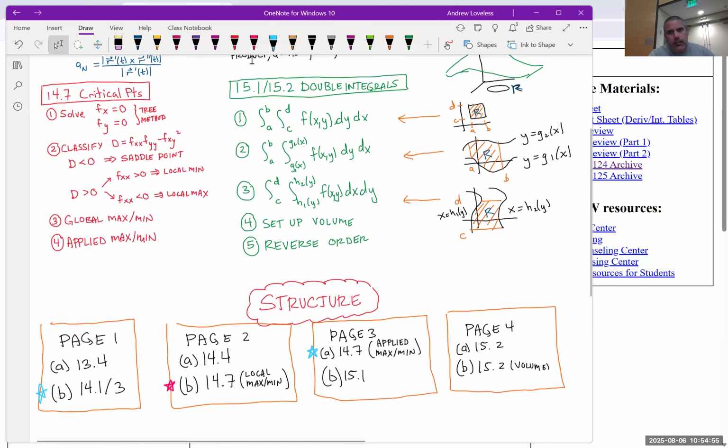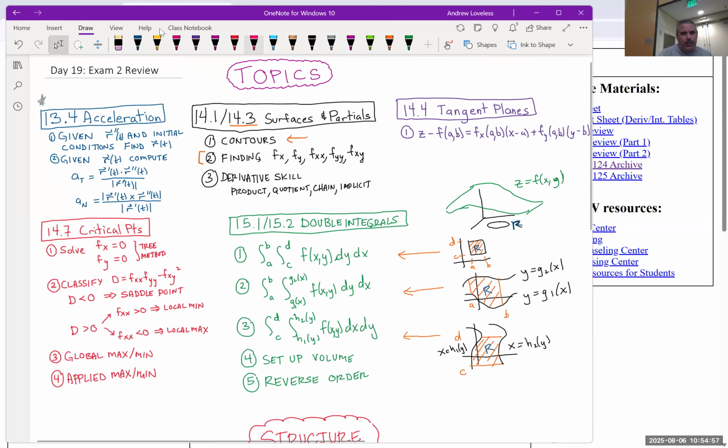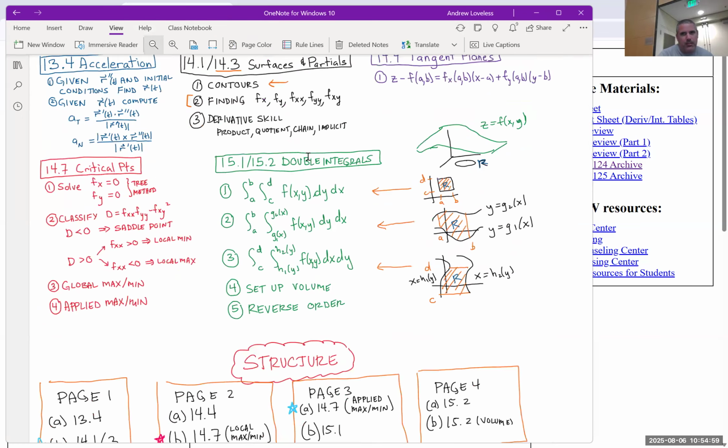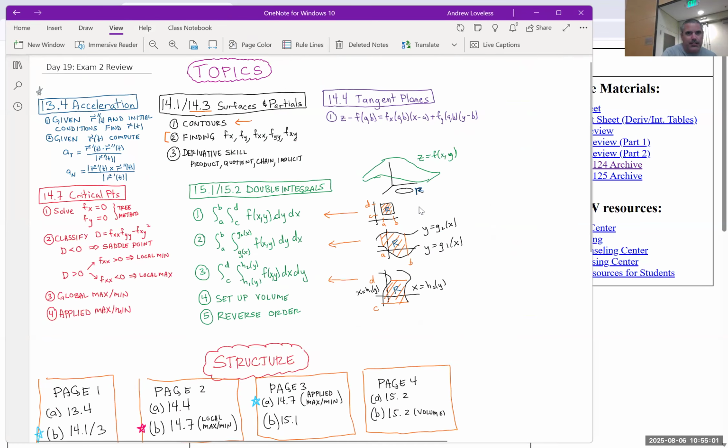Okay, so then we used them to find tangent planes, and we sometimes think of those as linear approximations. I guess I can add that here since I didn't color code this.